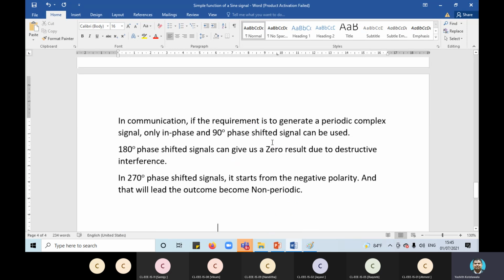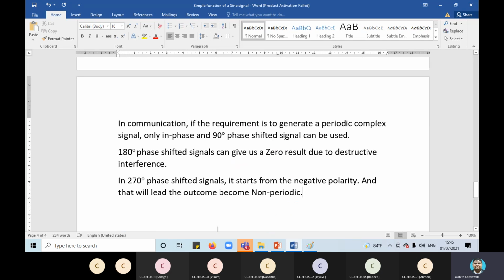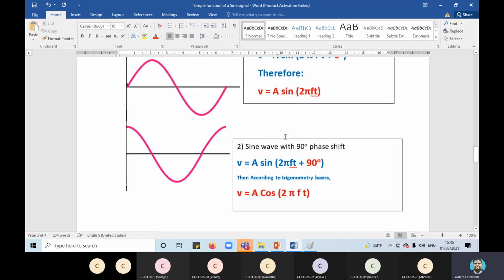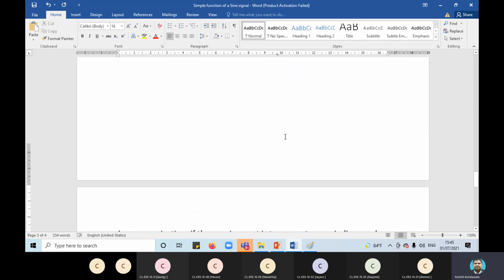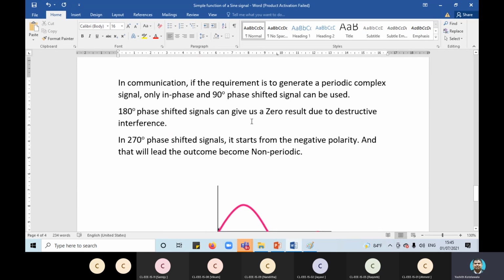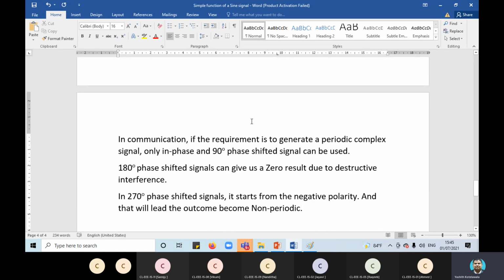So this bit gives you a brief explanation about why we are not using 180 and 270 degrees phase shift. This explanation is just to provide an answer for a question that you may get: why the hell are we only using 0 degrees and 90 degrees without going for any other? Because we need a nice periodic outcome, not an aperiodic outcome. That is why.